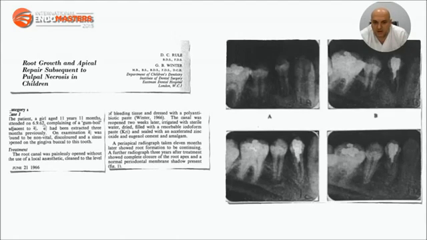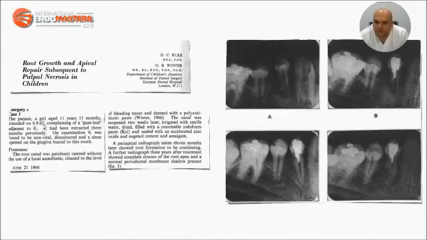The patient, a girl 11 years and 11 months old, attended in September of '62, complaining of a gum boil adjacent to lower right 4. On examination, the right lower 4 was found to be non-vital, discolored, and a sinus opened on the gingiva, buccal to this tooth. The root canal was painlessly opened without the use of local anesthetic, cleaned to the level of bleeding tissue and dressed with a polyantibiotic paste. Polyantibiotic paste, back in 1962.